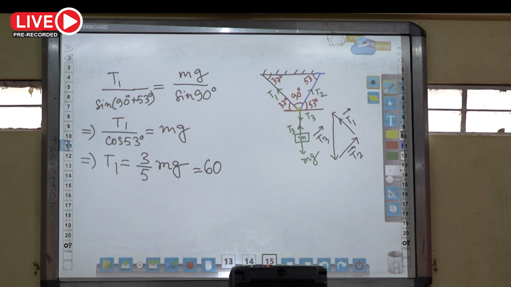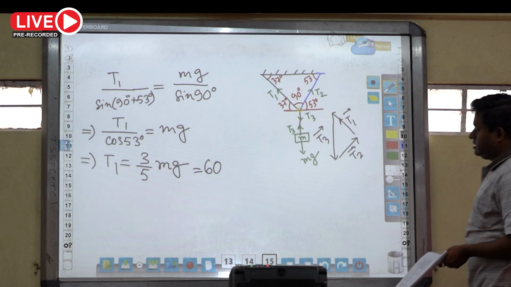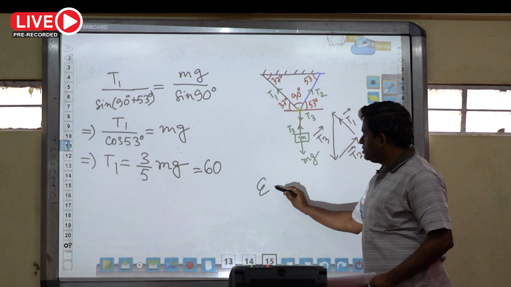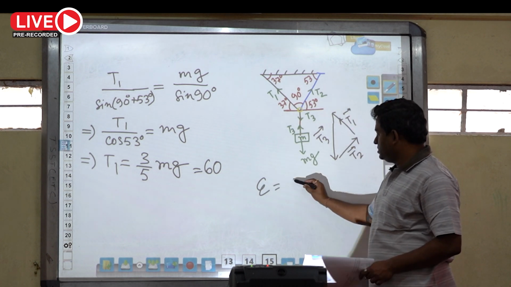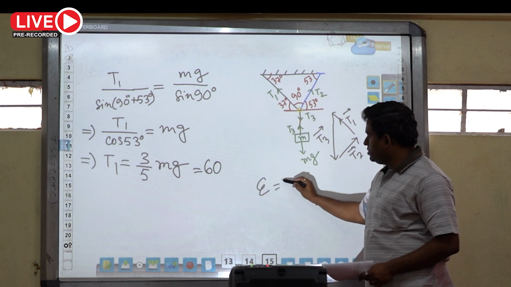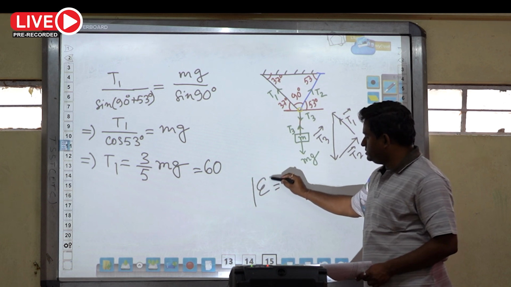Then question number 12. Magnetic flux linked with a coil is given by the equation phi equal to 3t square plus 4t plus 1. The phi in Weber, t in second, the induced EMF in the coil at 2 seconds. Just calculate e equal to minus d phi by dt. Just magnitude you have to calculate.